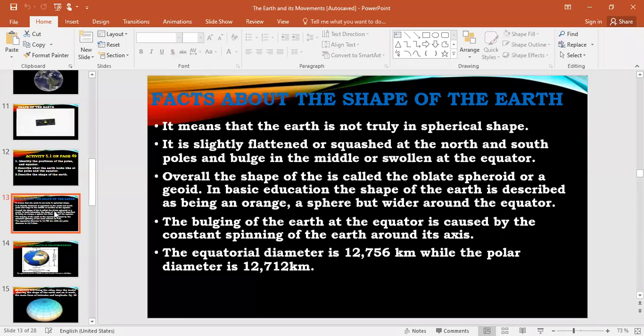At the end of it, it is a geoid. Because as we heard from the video, because of the mountains, the valleys, the oceans, making it to be in this form, that's what they call the geoid at the end of the day.